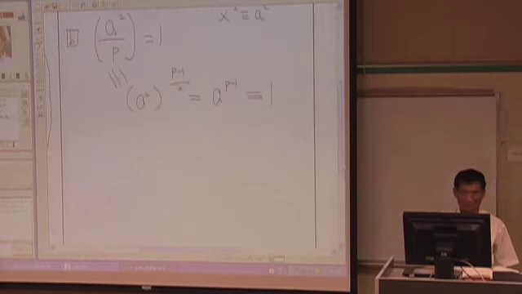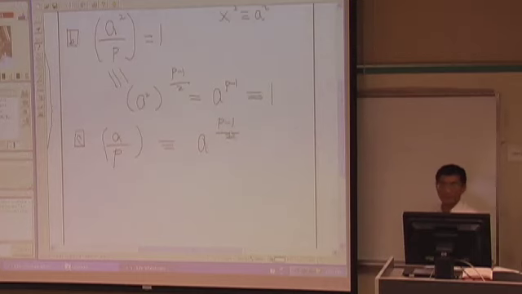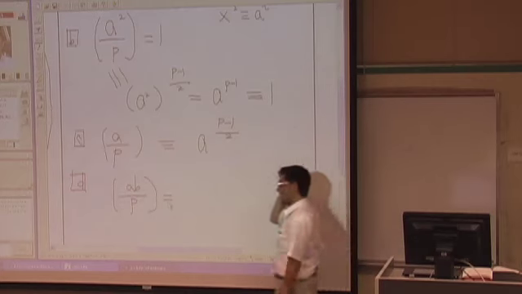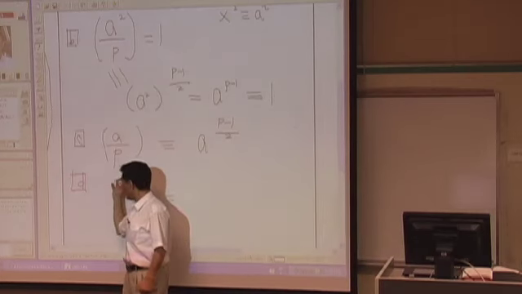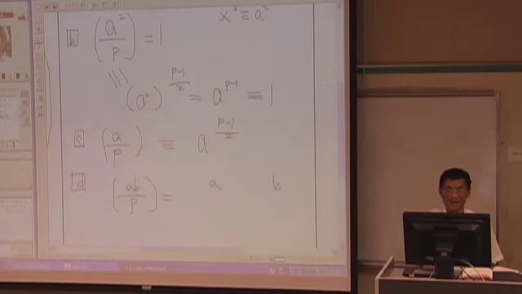And if you don't have a question, I will continue. If you have a question, ask me. Then the third one is a over p, and this one I already used. And the fourth one is ab over p. What is your guess? What can happen? a times b is in the upper position. Then we can split it, a and b, and then all others follow.